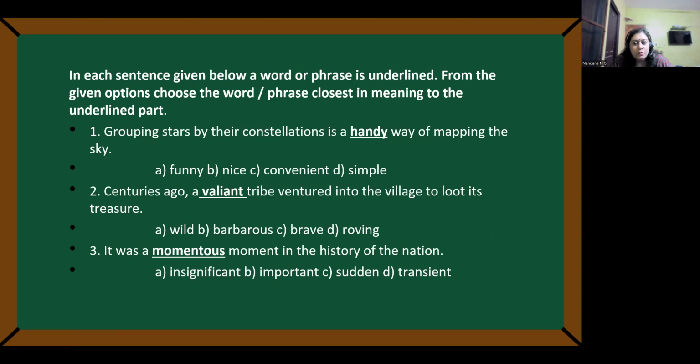It was a momentous moment in the history of the nation. Obviously, momentous means something which is very, very important. So among the options provided, the synonym would be option B, important.